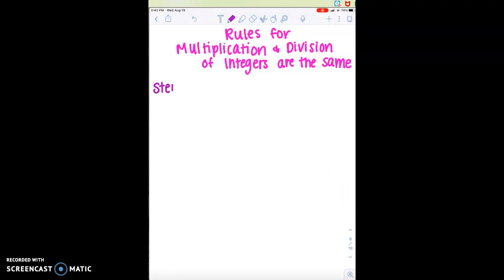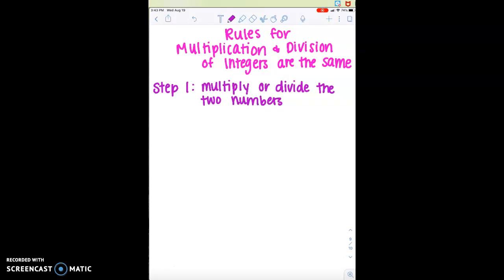So the first step is to just multiply or divide like normal. So you're not doing anything special. You are not even acknowledging that a positive or a negative sign is present at this point. You are only looking at the numbers, okay? And you are just going to multiply or divide the way you normally do. So don't worry about any special rule or anything yet. Just do the straight math you know how to do.